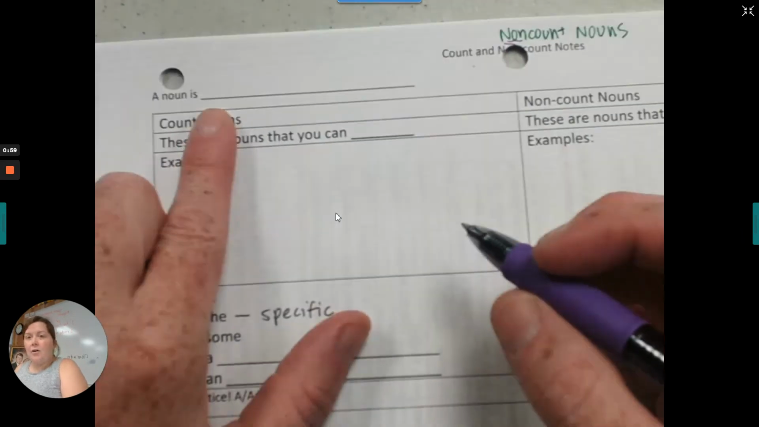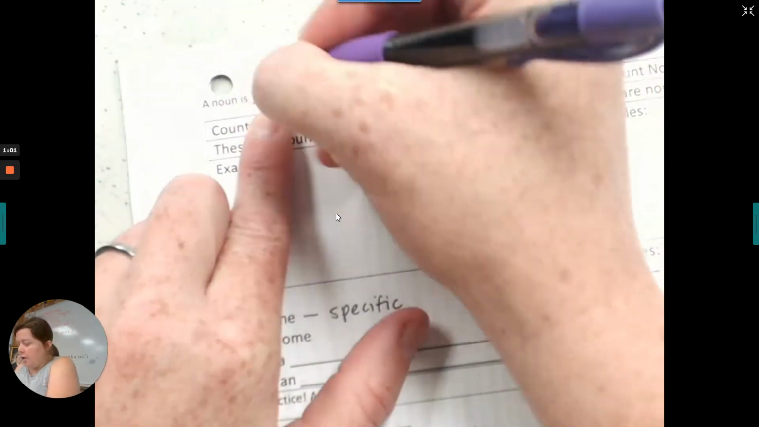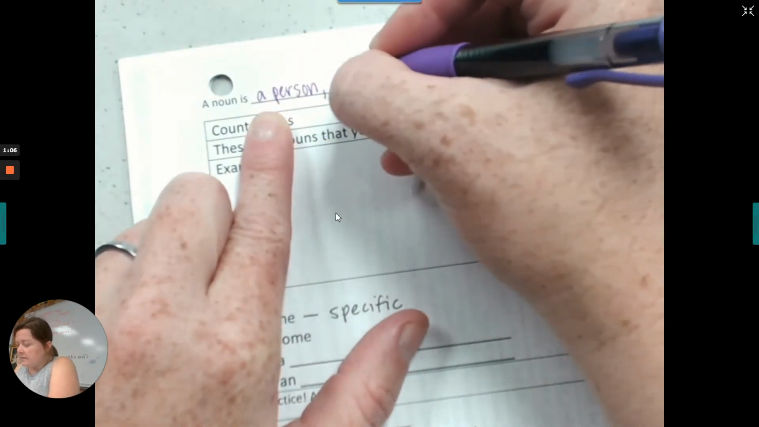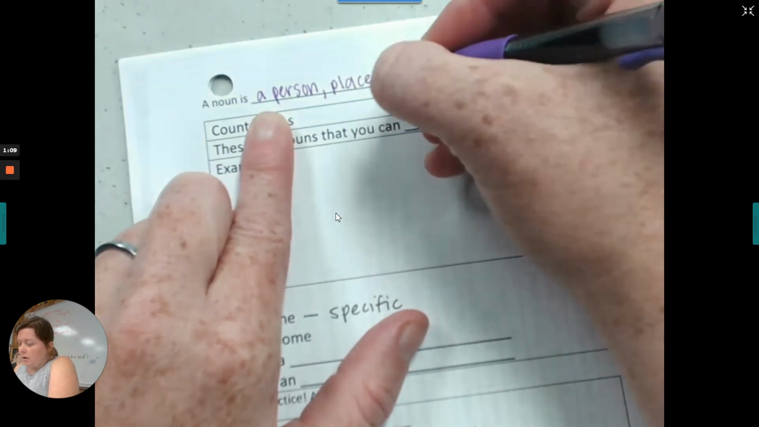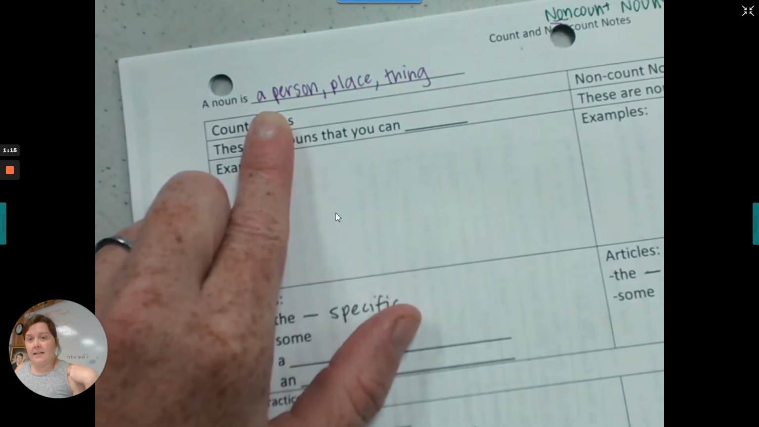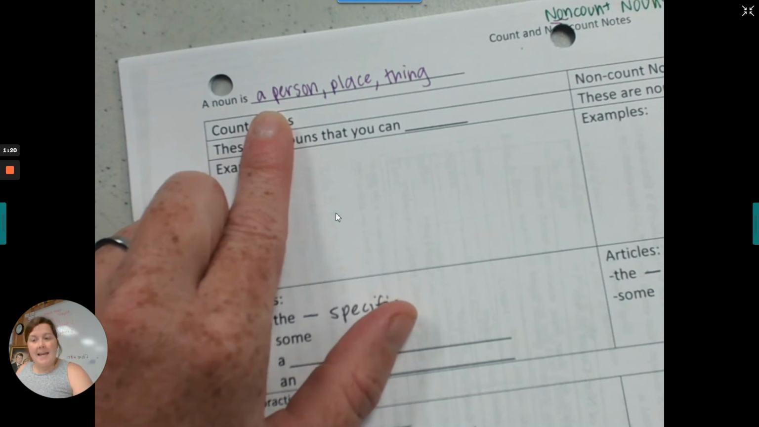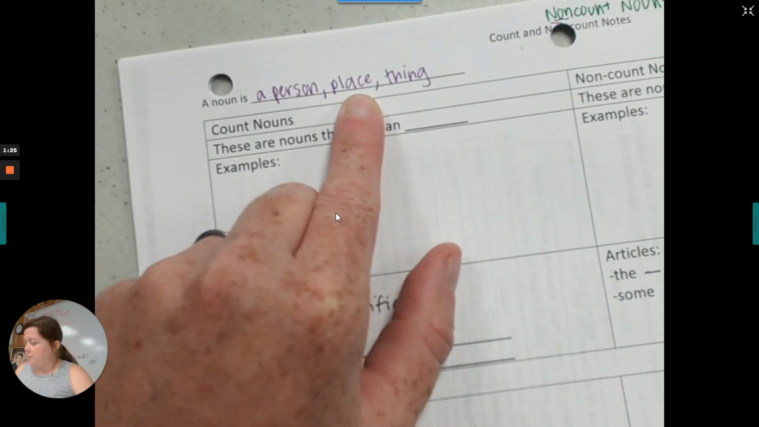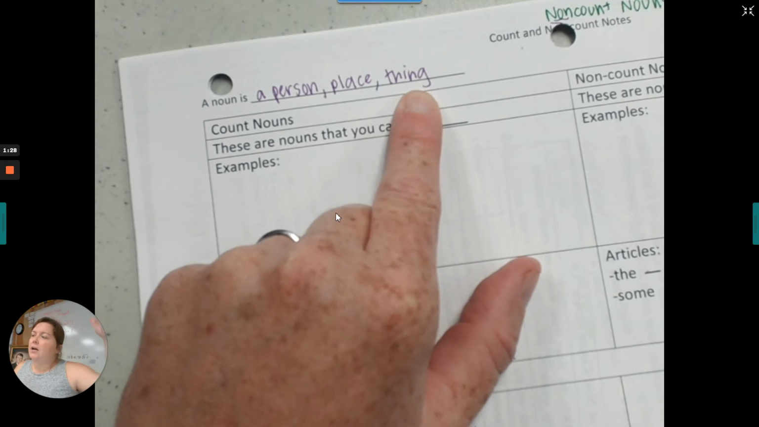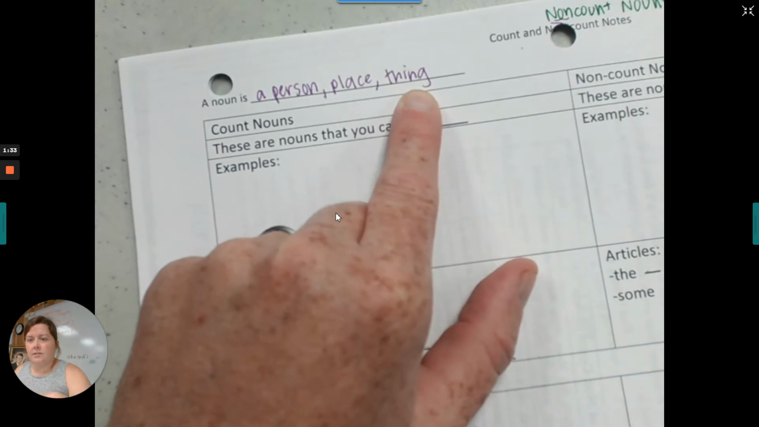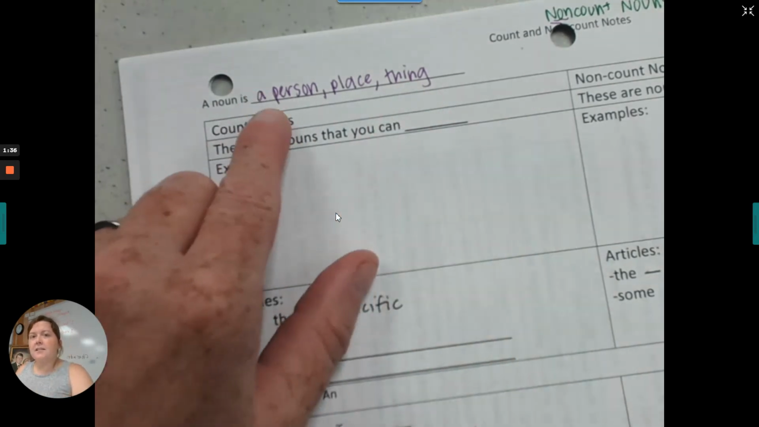So a noun is a person, a place, or a thing. Okay, so a teacher is a noun. A doctor, you are a noun. A baby is a noun. A school is a noun. A hospital is a noun. A table, a car, socks. Those are nouns, okay? So a noun is a person, place, or thing.